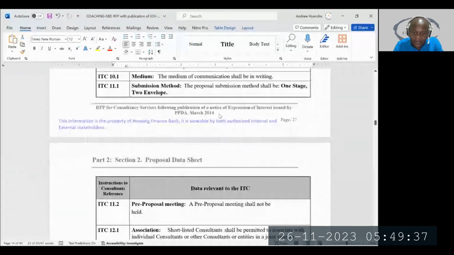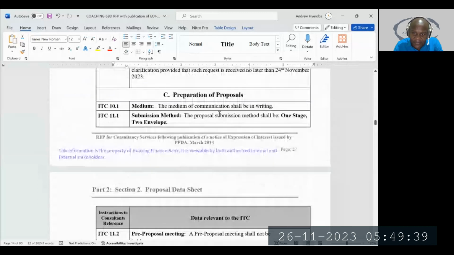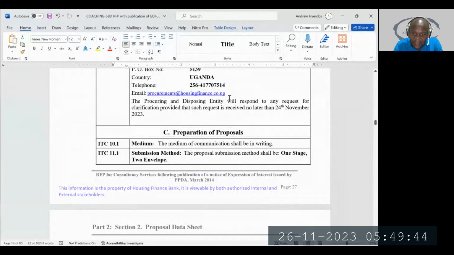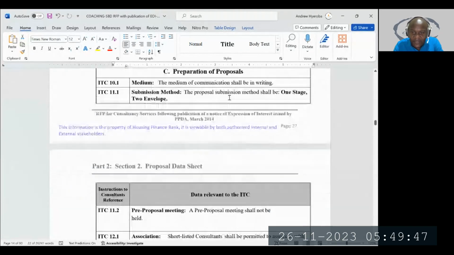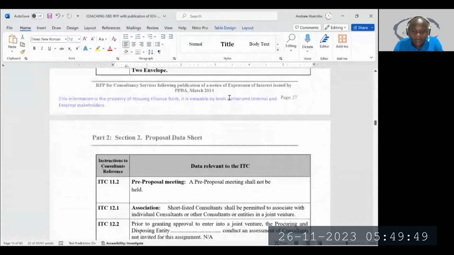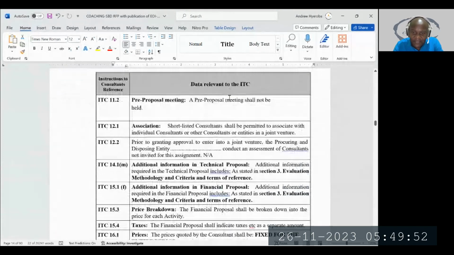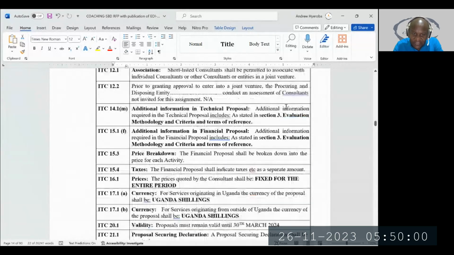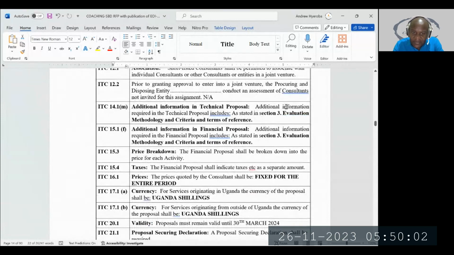And then pre-proposal meeting, they will not hold a pre-proposal meeting. We shall communicate in writing. If we have any questions, we send them to procurements@housingfinance.co.ug. It shall be one stage, two envelope submission, with no pre-proposal meeting. Shortlisted consultants shall be permitted to associate with other individual consultants or entities in a joint venture. Prior to granting approval to enter a joint venture, Housing Finance Bank can conduct an assessment of consultants who are not invited.